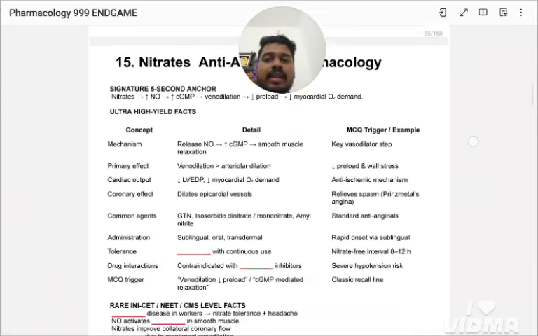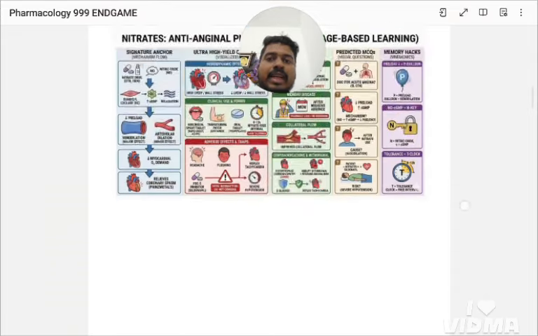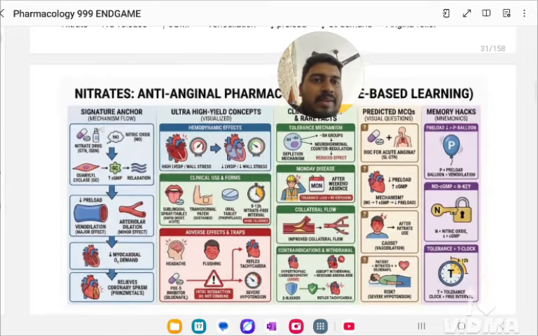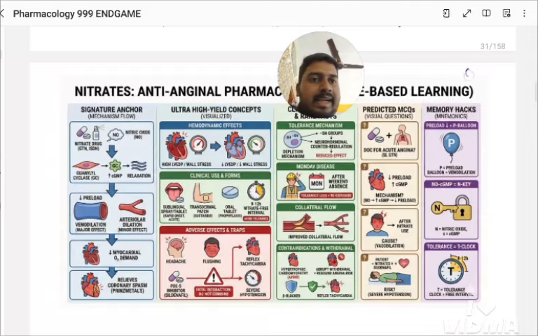Next, we will go gradually to CVS. So we'll have nitrates followed by antihypertensives and antiarrhythmics. Going on to CVS of pharmacology, we'll start with the nitrates.